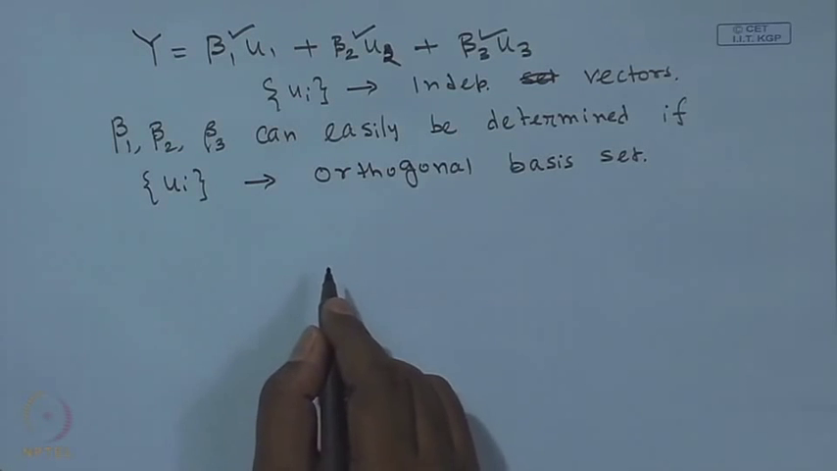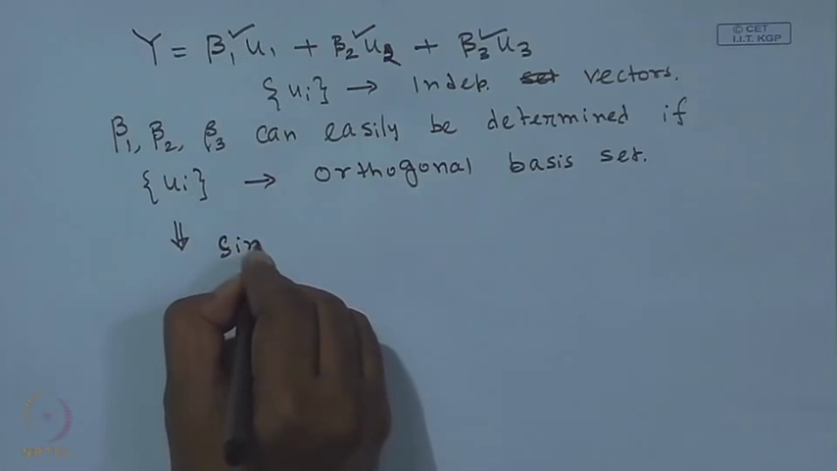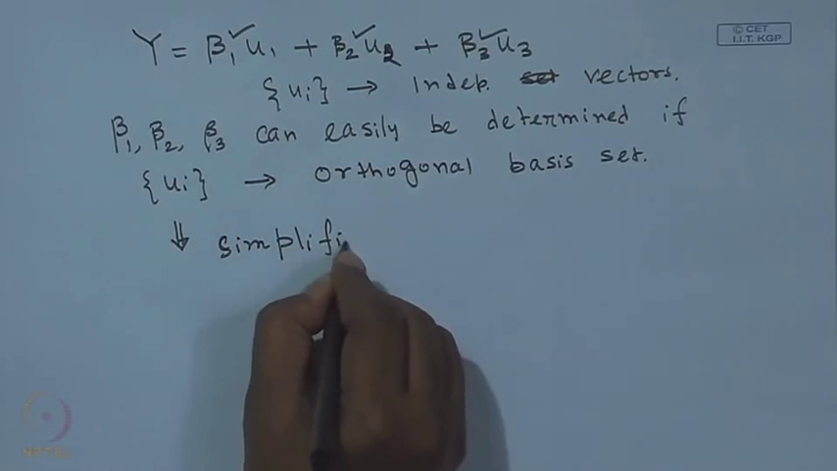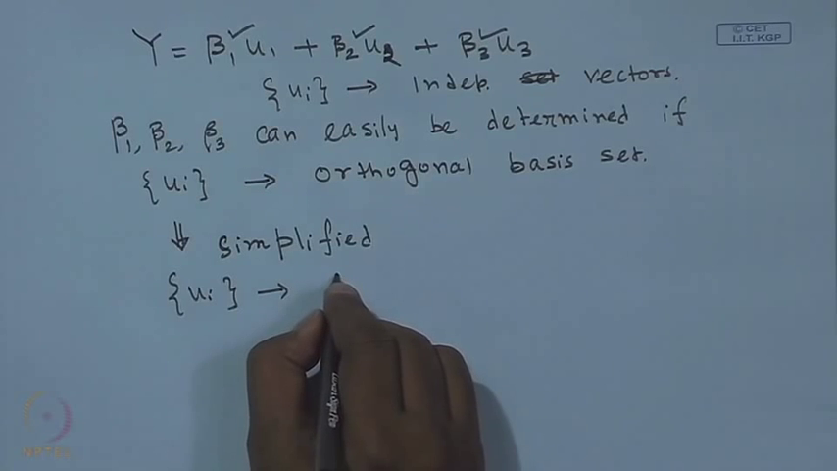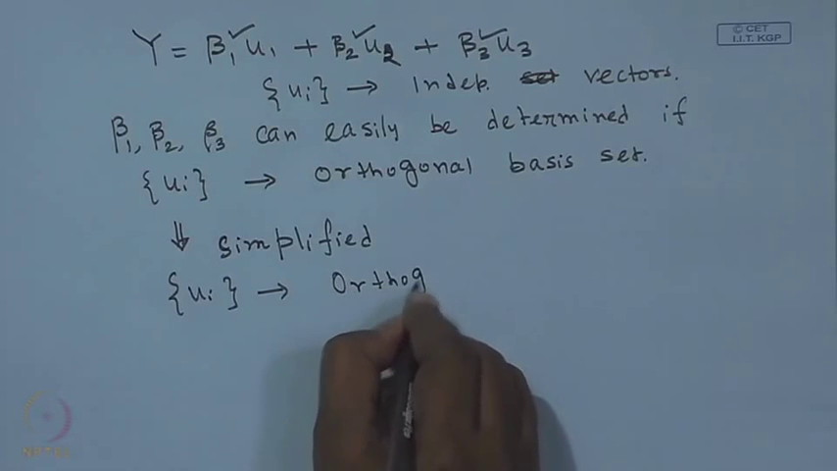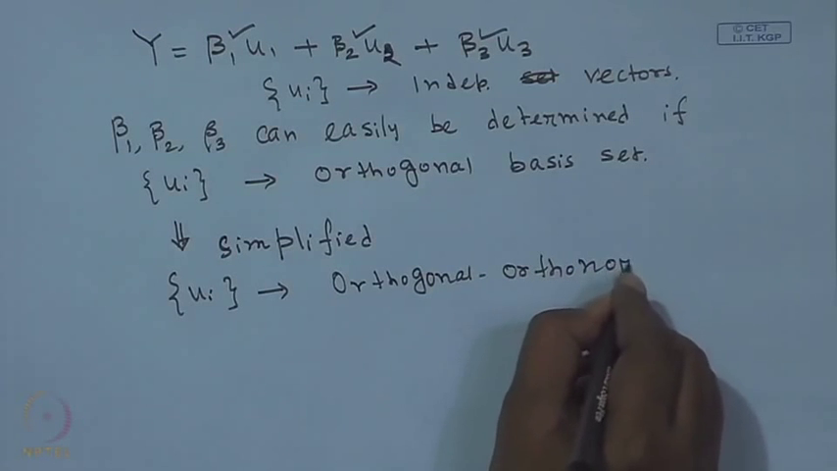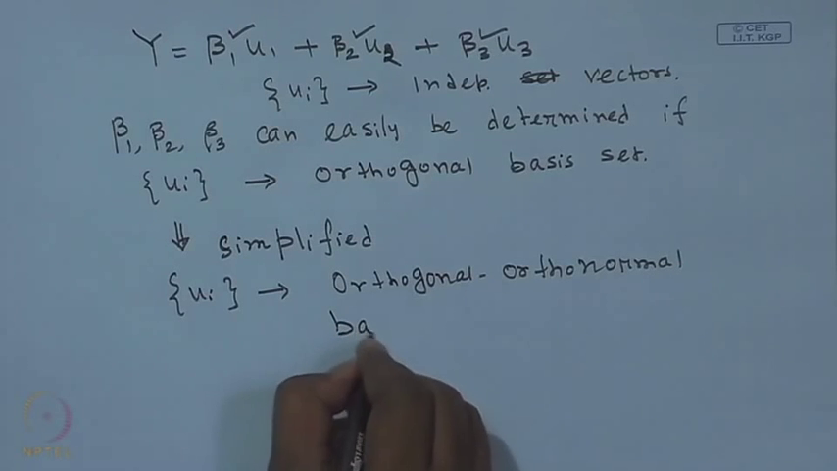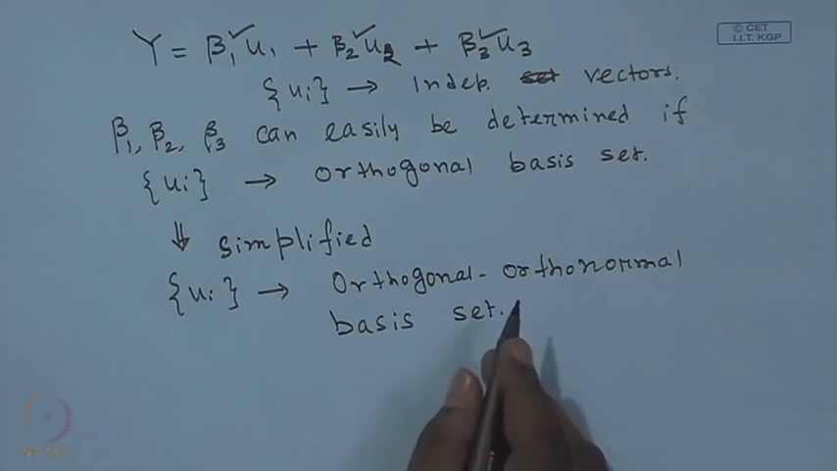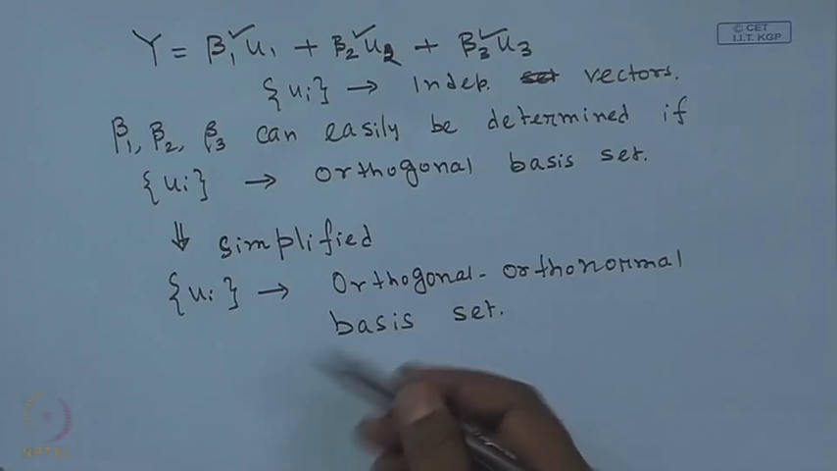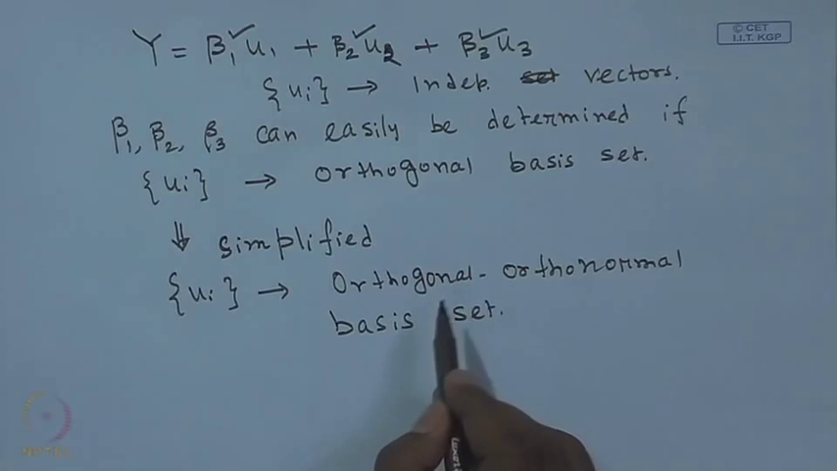The calculation will become further simplified if the u_i constitute a set of orthogonal, orthonormal basis set. So, therefore, if you have this, I am just giving an example of 3-dimensional space. If you have n-dimensional space, then the whole thing becomes very easy.